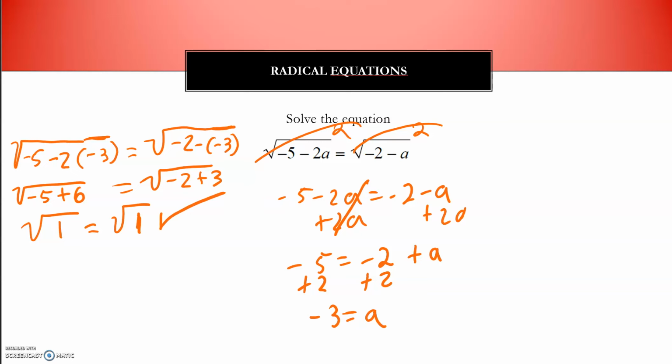Now, if you only have one possible answer and it turns out not to work out correctly, then that equation has no solution. It's just not possible to find an answer. Okay?